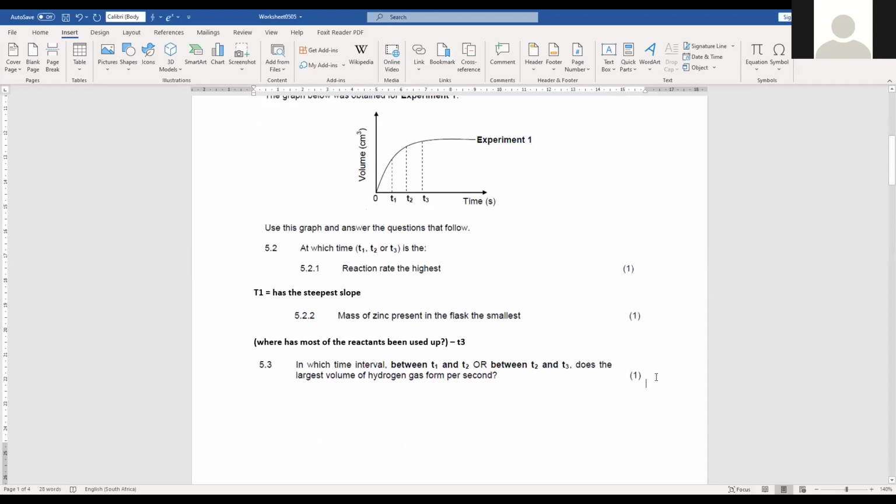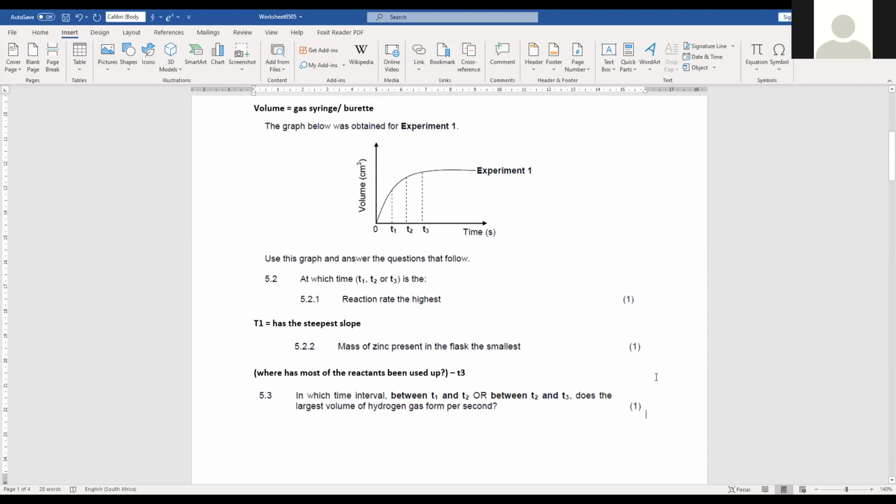No one's responding. Okay. Then they ask you, looking at this graph still, in which time interval between T1 and T2, so over here, or between T2, Zakanya, do you want me to repeat 5.2.2?